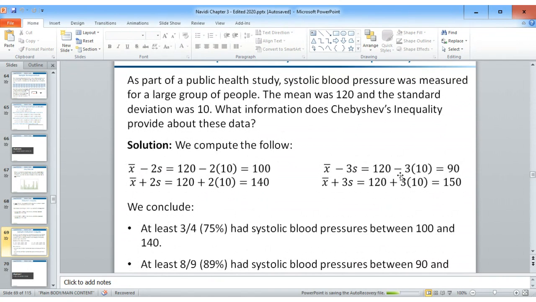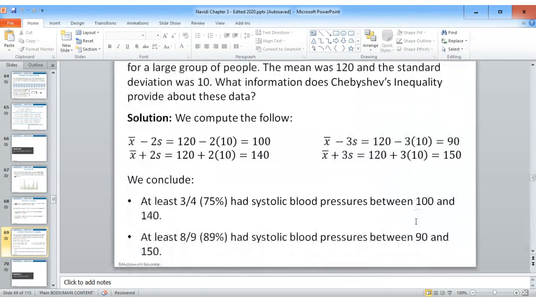And if we want to know the 3 standard deviations, well, you multiply the standard deviation of 10 by 3, which gives you 30. So it goes down to 90 as the lower end, and add 30 to get 150. So at least 89% had systolic blood pressures between 90 and 150.